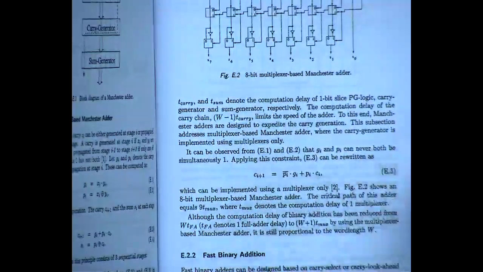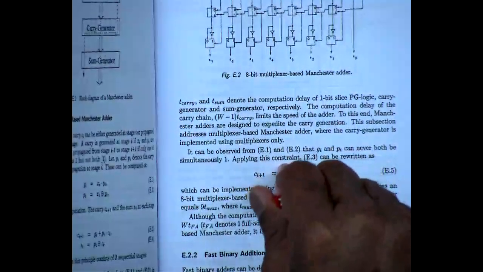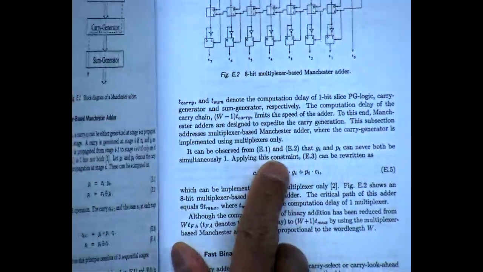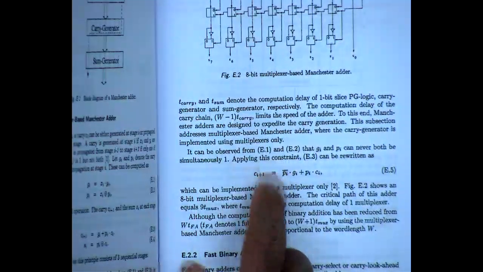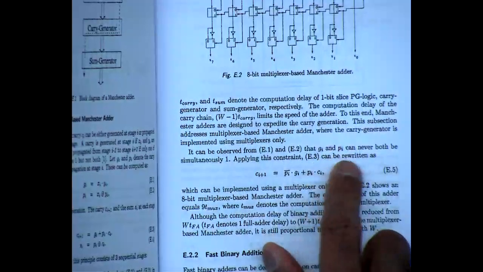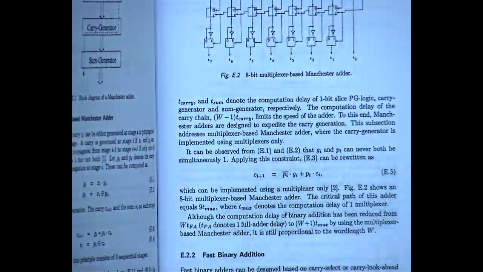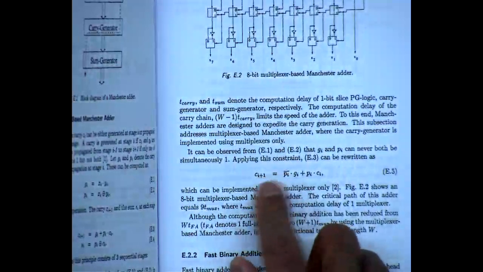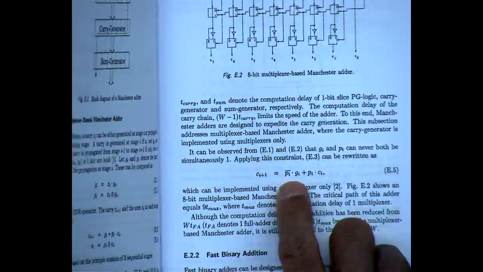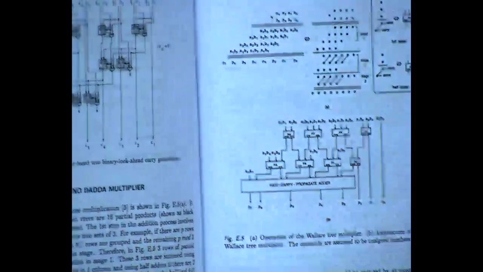So there is a little logic trick saying that Ci plus 1 can be written differently. Initially I had Ci plus 1 as Gi plus PiCi. Now using a little logic trick, I can write Pi bar here. It's not going to affect the result because G and P can never be simultaneously 1. Okay. So it's a little logic trick. And what it does is allow us to compute C using a multiplexer with P as the control signal. That's why you see these carry updates using multiplexers. Okay.